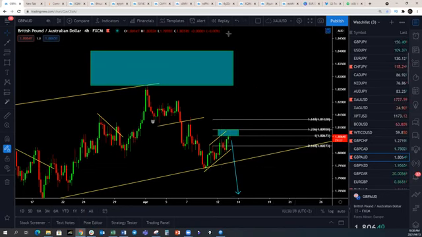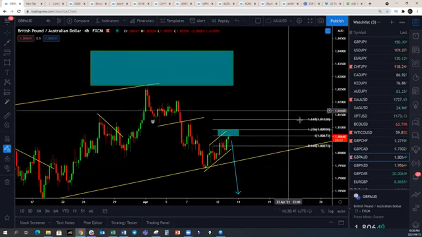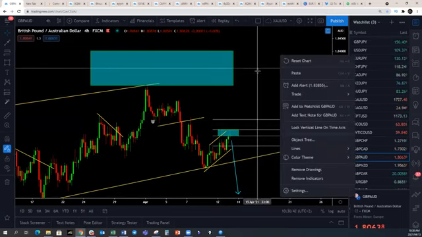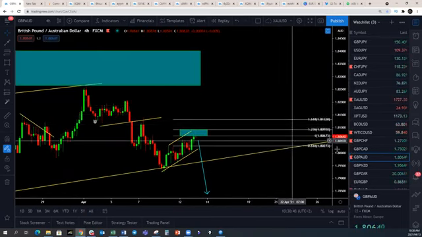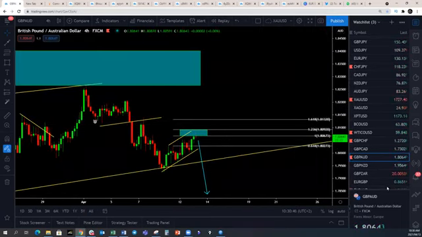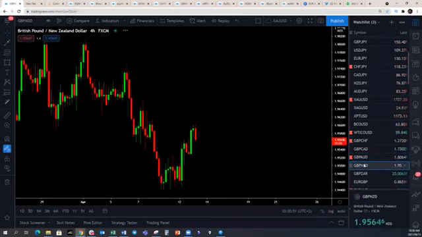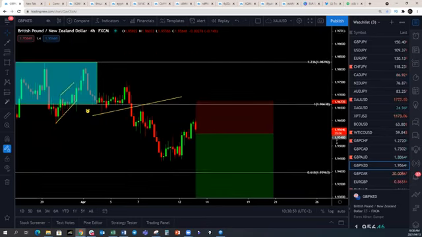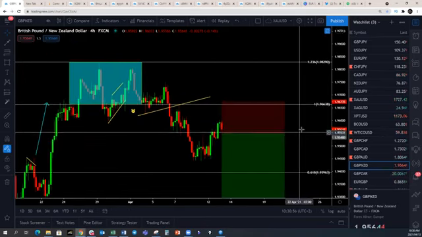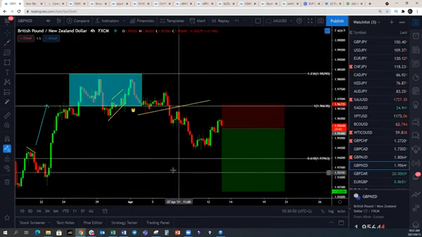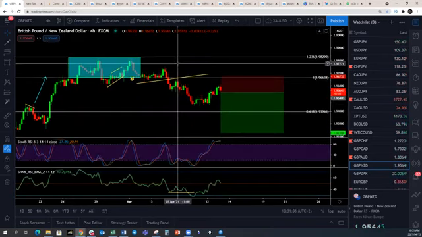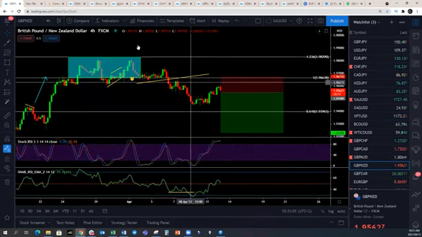Okay, so that's what we're looking at on pound Aussie. An aggressive entry from the blue box. As you've seen, the daily had not confirmed this yet, but we're taking it anyway. Another one, pound New Zealand, another one that's confirming.